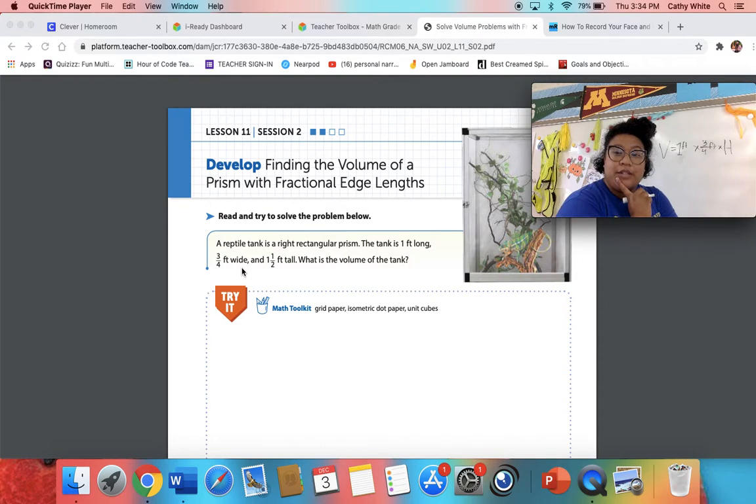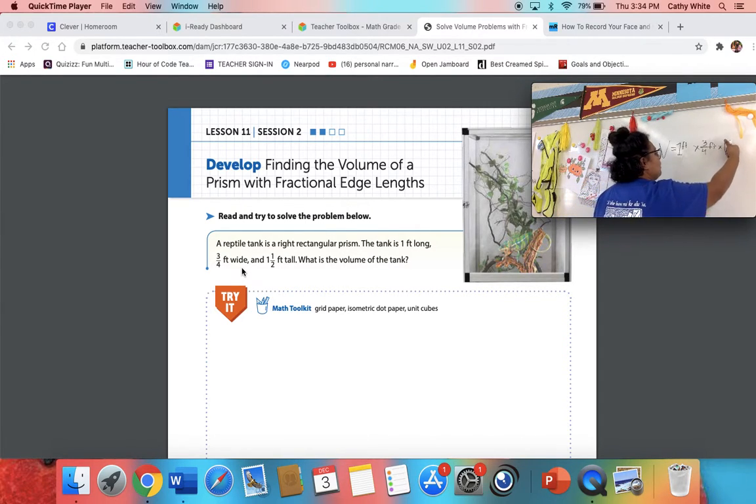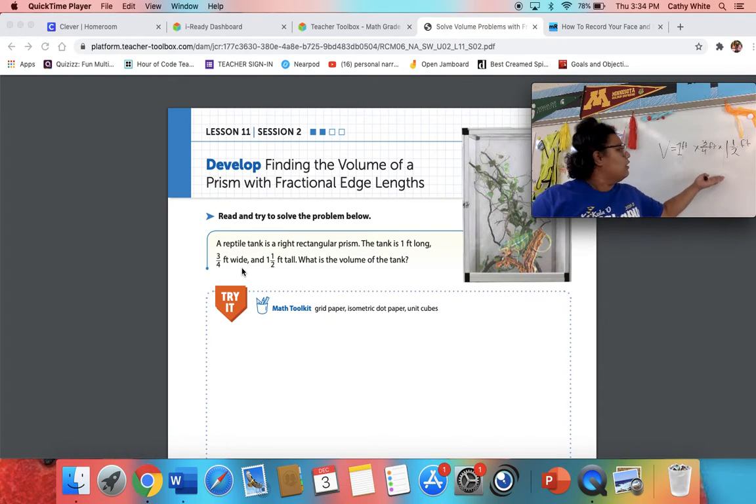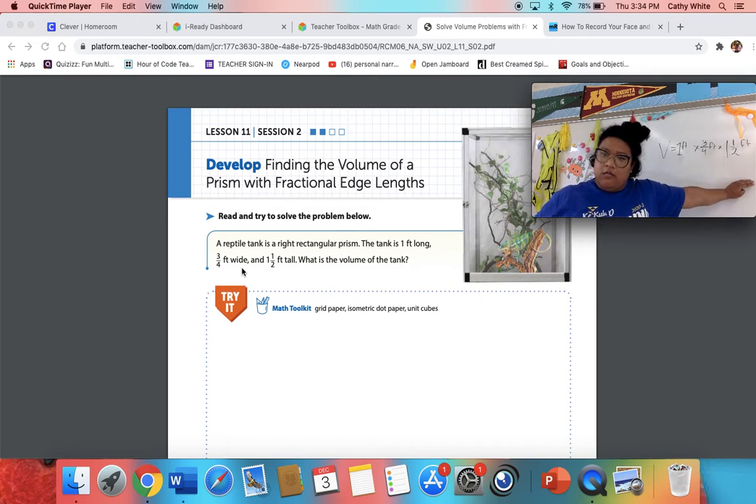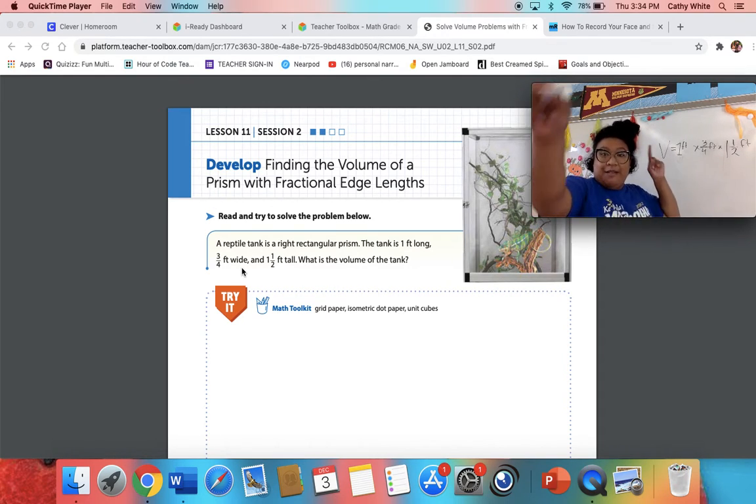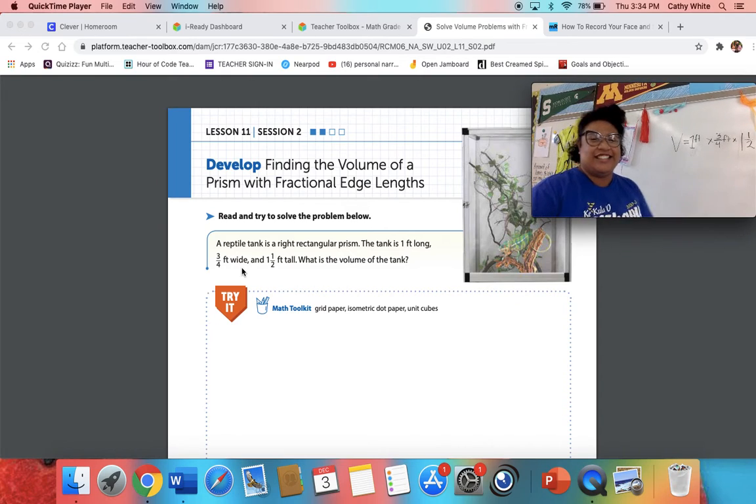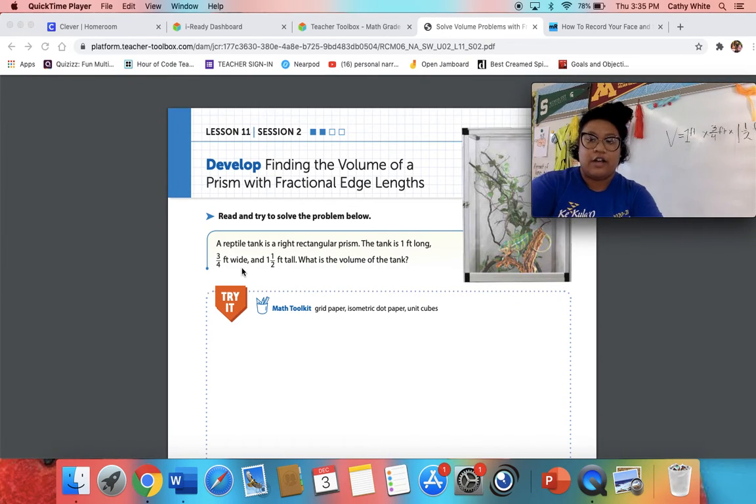All that's left in the problem is the 1 1/2 feet tall. Let's put her in. Put me in the game, coach. Absolutely, we'll put you in the game. 1 1/2 feet. Bam! We got something for our length, something for our width, something for our height. We're ready to multiply. Yes. With volume, you've got to multiply.